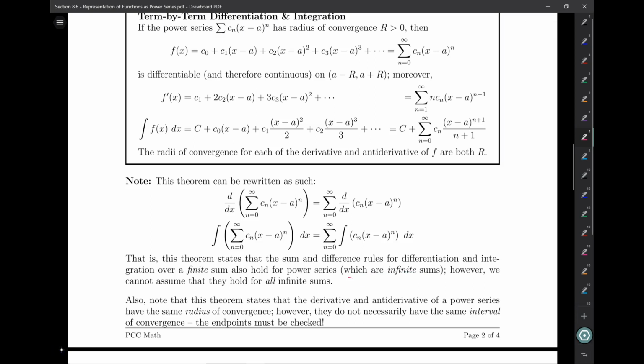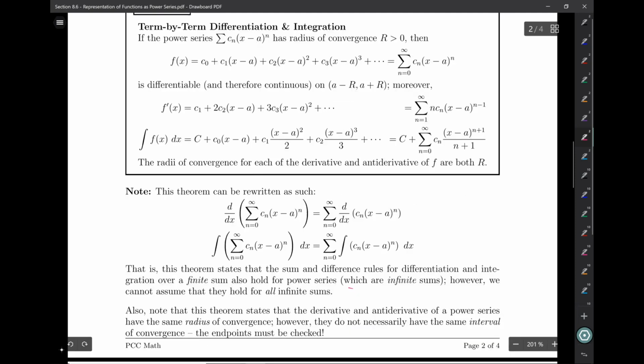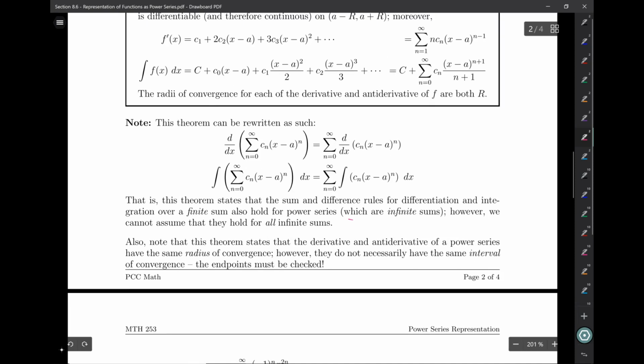Looking at the radius of convergence, when we differentiate or integrate, the radius of convergence will end up being the same. So if we take a power series representation for a function, we take the derivative or we take the integral, the radius of convergence is going to be the same for both the derivative and the antiderivative of f. But we still have to check the endpoints because sometimes we can now maybe include some of the endpoints after we integrate or differentiate. And you'll see some examples of that coming right up.